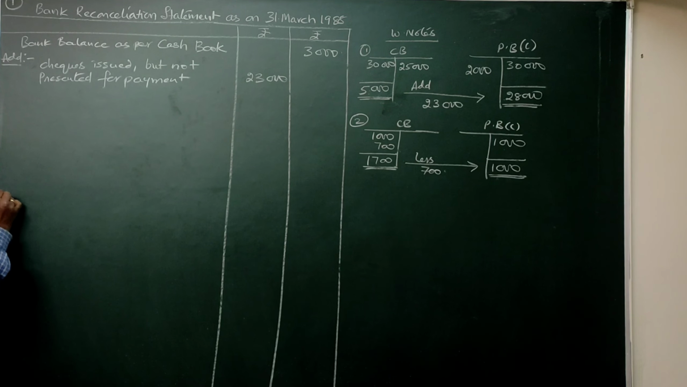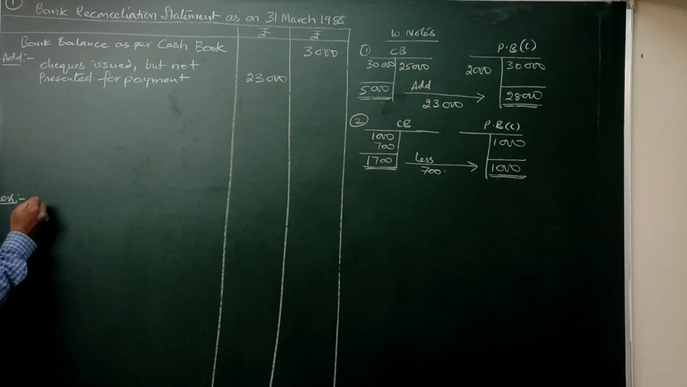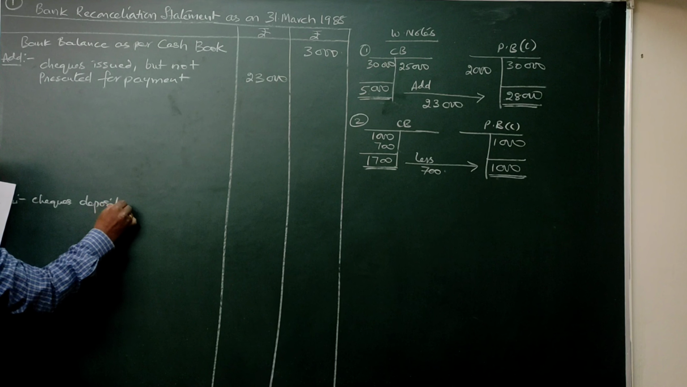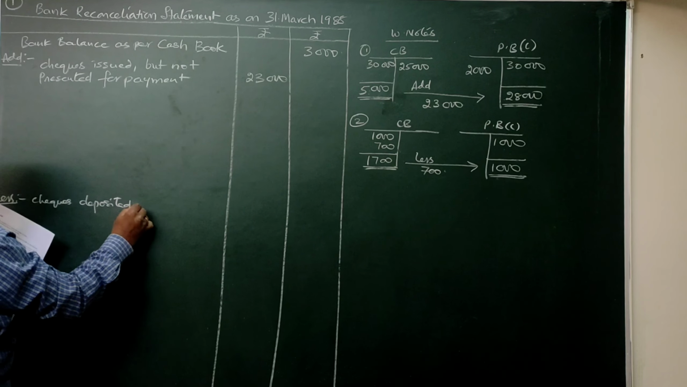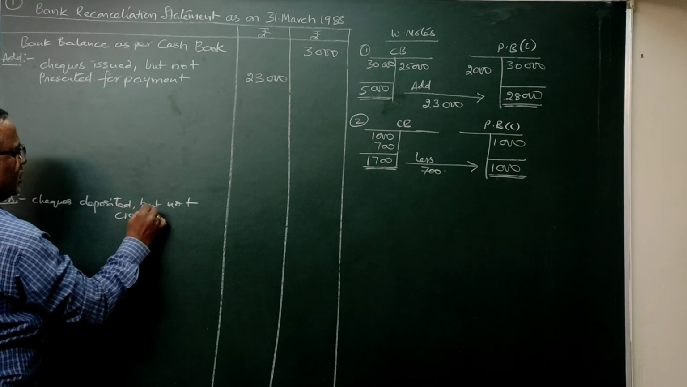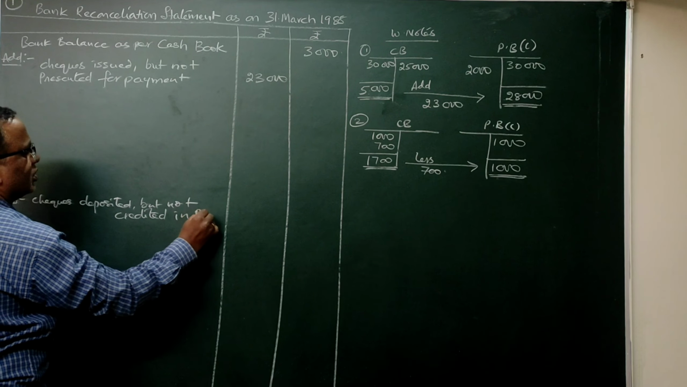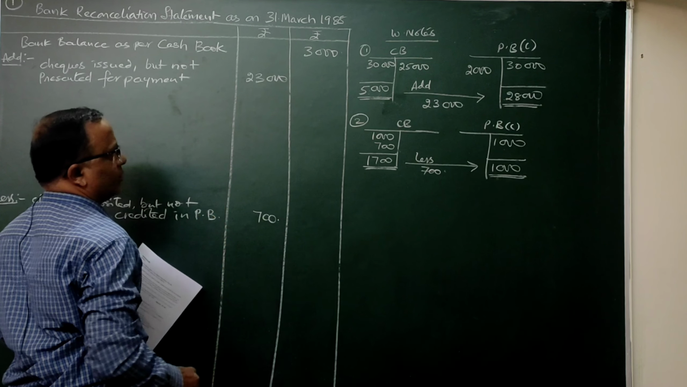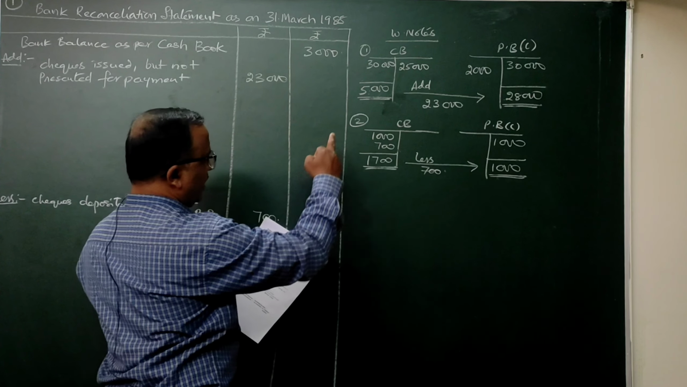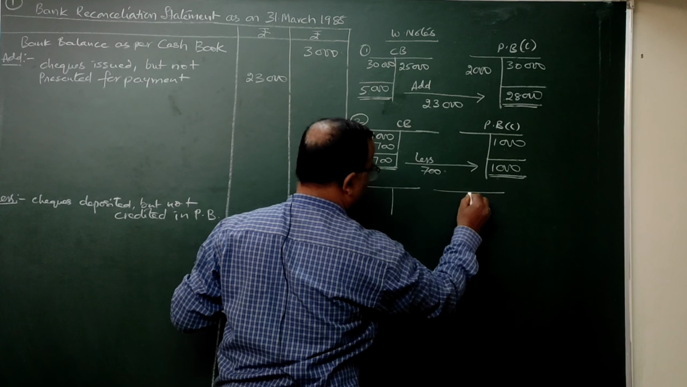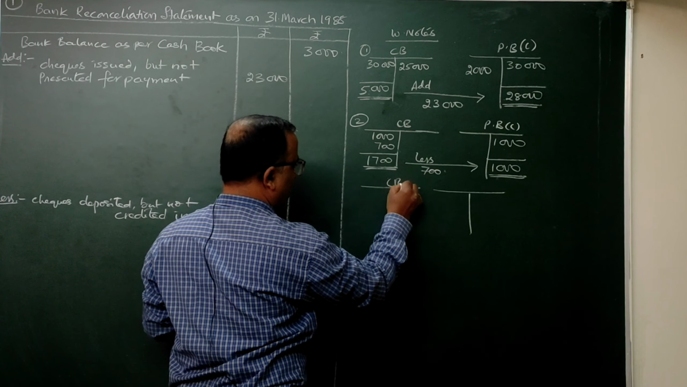Okay. So below, less. These are add, some items you will be adding, some items you will be subtracting. So less, what he says: checks deposited, they are deposited, comma, but not credited in the passbook. How much? 700. Now, in the same second day transaction, another working note you need to do, because another transaction is also there in that one. Now for that we are doing this particular one.